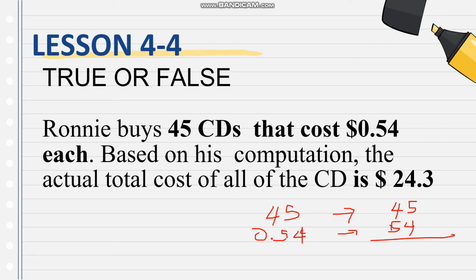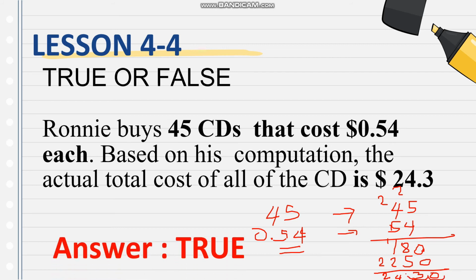So 5 times 4 is 20. Regroup 2. 4 times 4 is 16 plus 2 is 18. Then we need to put 0. 5 times 5 is 25. Regroup 2. 5 times 4 is 20 plus 2 is 22. Then we're going to add. This is 0, 13. Regroup 1. This is 4. And this is 2. Then how many decimal places do we have? We have 2. So from the last digit, move to the left twice. So the answer is 24.30. So 24.30 is the same as 24.3.